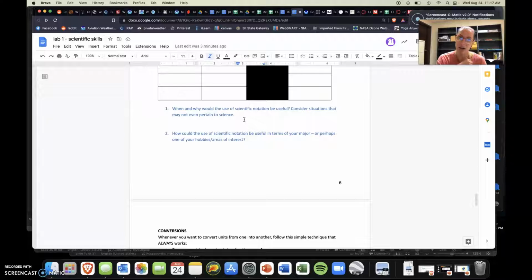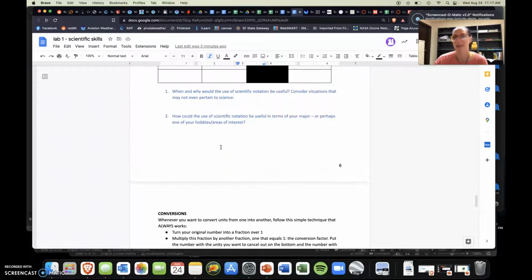You can think of things that may not even pertain to science. Maybe just some real world things. And then how would it be useful in terms of your major or perhaps one of your areas of interest or hobbies? Like say if you're into finance, if you're doing finances for somebody, instead of saying, okay, you have $1,000,000.00 in the bank, you'll say 1 million, right? So it's just able to shorten the terms there.